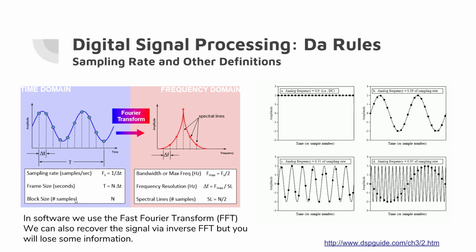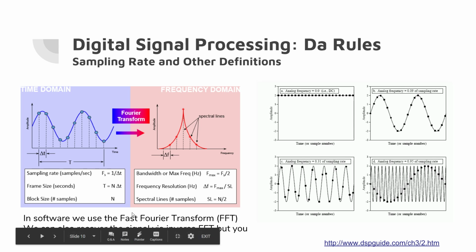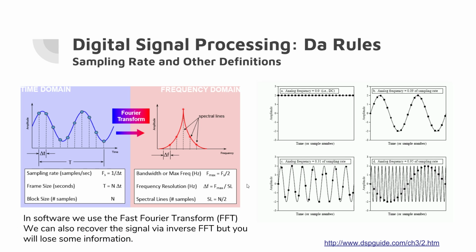So let's say I record 100 samples. Then that means n is 100, so the spectral lines I get is 50. So then we have 50 here under the maximum frequency. If I recorded at 500 hertz, then the maximum frequency bucket is 10. So you don't get very much resolution with that.